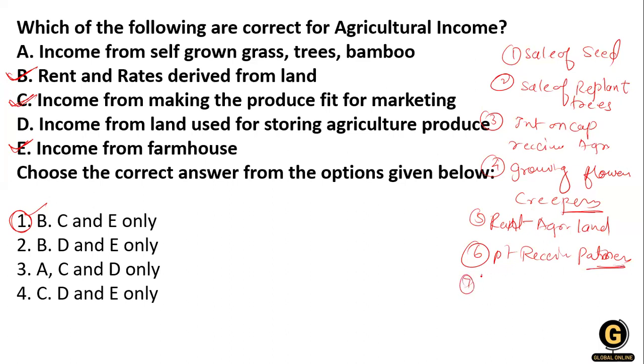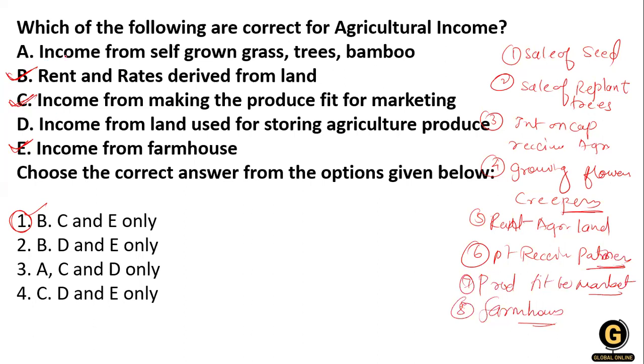And the income from making the product fit for the market, that is, if they are producing a product which is fit for the market, this is also an agriculture activity. And income from the farmhouse is also agriculture income.